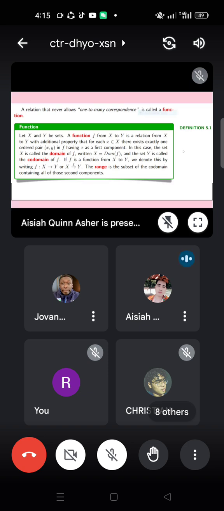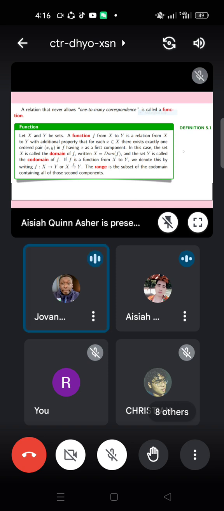The set x is called the domain, the dom of f, and the set y is the codomain. The range is a subset of the codomain containing all of those second components. So in other words, another term for a range is also a codomain, sir.